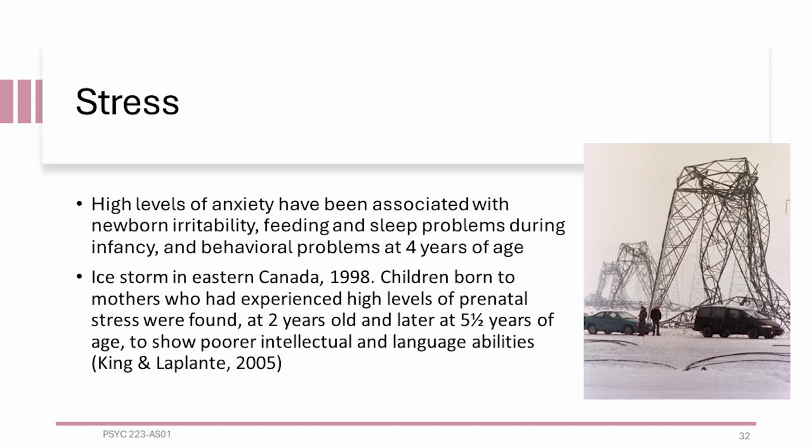Researchers from McGill University and the University of Montreal interviewed expectant mothers who lived through the storm in the hardest hit areas. They found that many experienced high levels of stress during this environmental disaster. Children born to these mothers were found to have poorer intellectual and language abilities at ages 2 and 5.5.